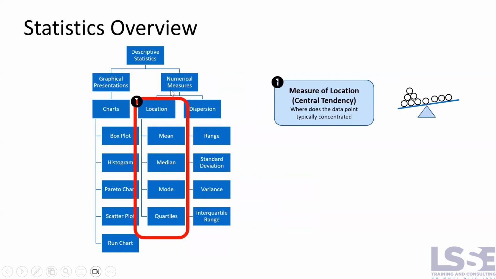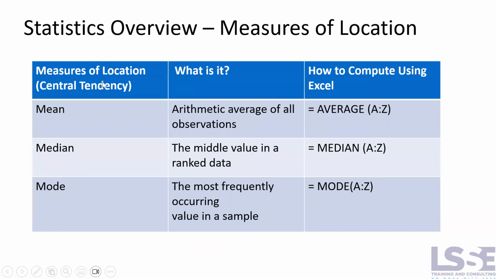We will cover first numerical measures in terms of location. And I bet that a lot of you are already familiar with the concepts here, the measure of location, of central tendency. So there are three common measures of location for central tendency. The first one is the mean, which is just the arithmetic average of all observations. Everyone here, I would assume, knows how to get the average. You just add all and then you divide by the number of observations. If you are using Excel, you use the formula AVERAGE and then you highlight the cells that you would want to average.